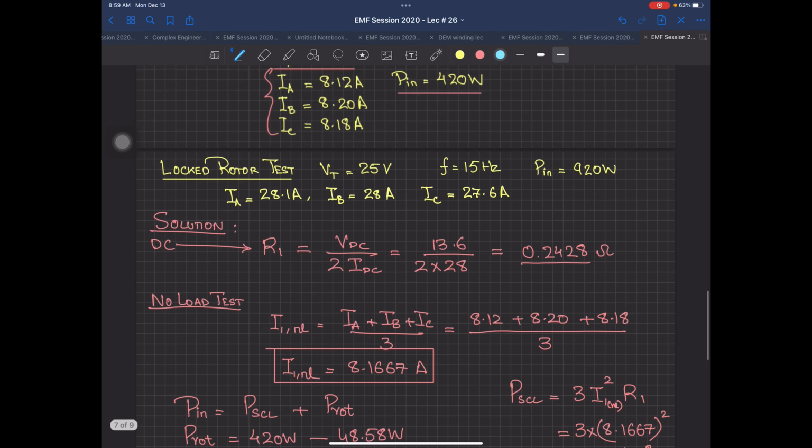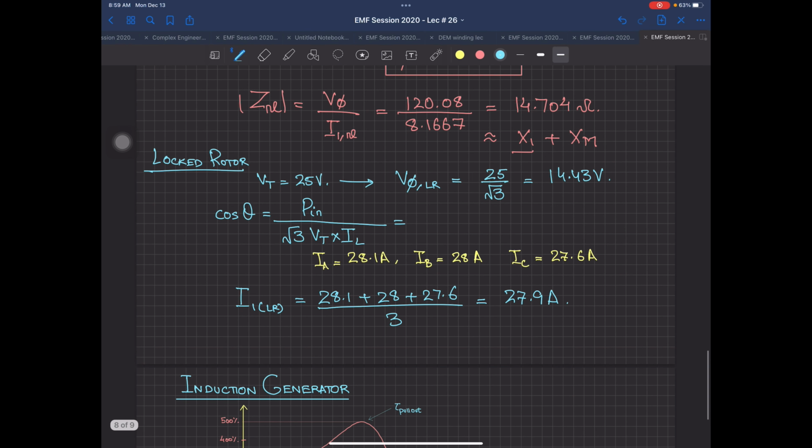Now using this, what is the input power for the locked rotor test? This is 920 watts. Of course, please remember you have to do this one before it, because this value is coming up afterwards. So this will be under root 3, Vt is the same, actually 25. I've used the line to line voltage multiplied by IL, which is 27.9. Please give me the answer.